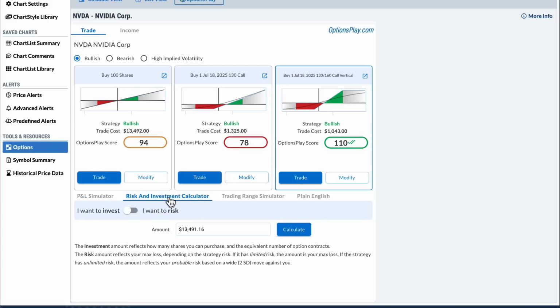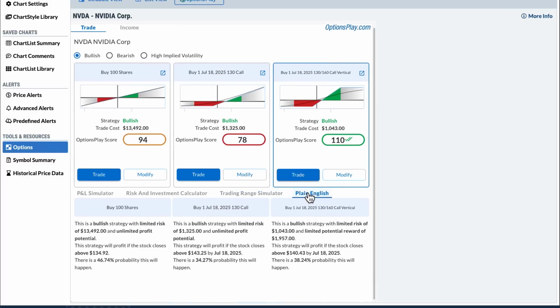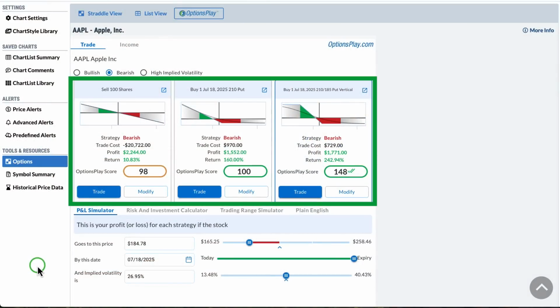So I'm back on the trade side of things, and below these wonderful graphs, there's a P&L simulator, risk and investment calculator, trading range simulator, and plain English. Of course, I'm going to go to plain English, but when might I want to look at these other ones? Yeah, the P&L simulator is probably one of the most useful tools because we're showing you 3 strategies side by side, and we're helping you progress as a trader from the more simple strategies to the more advanced strategies.